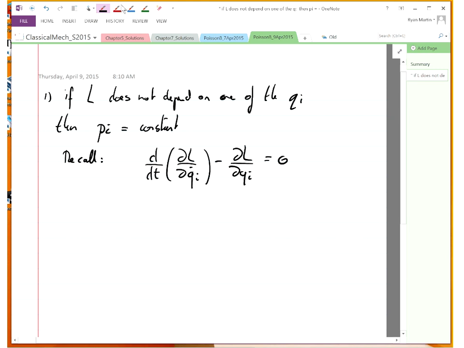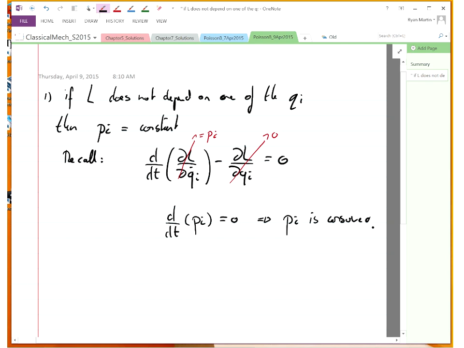So if L does not depend on one of the qi, that means that ∂L/∂qi is 0. The thing that we have here in parenthesis, that's equal to Pi, right? So you really have d by dt of Pi equals 0. Of course, d by dt of something equals 0 means that Pi is conserved.